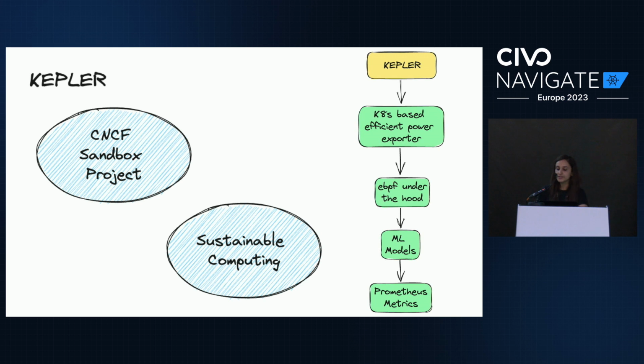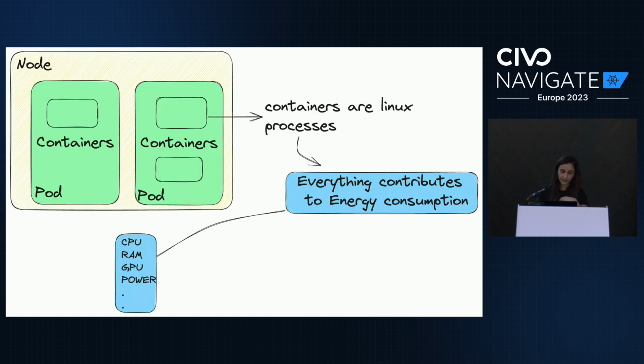And yes, Kepler is a Kubernetes-based efficient power exporter. Under the hood, it uses eBPF technology, which is another very strong technology. You might be aware of it. It lets you run your programs at the kernel level. Then, after collecting all the data, it presents the data to ML models, which can be online, offline, anything. And then this is presented in a presentable form using Prometheus metrics. And then you can use any fancy dashboard to see how much carbon emission is happening.